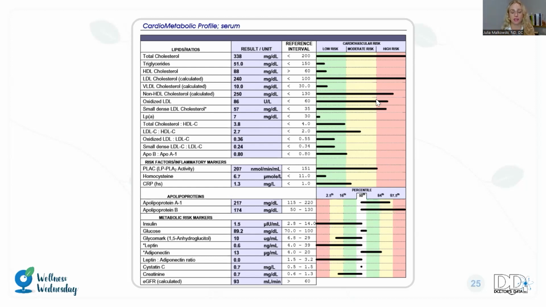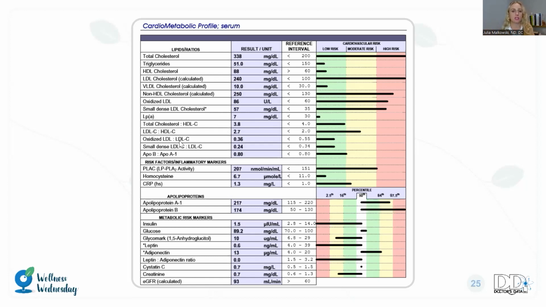So the oxidized LDL is too high and the small dense LDL is too high. Remember, these are independent risk factors. So this is very important information. Lipoprotein A looks good. This is a genetic marker. And then we're talking about the ratios. So the ratio of HDL to total cholesterol makes sense. It's within range because they have a lot of HDL. Their HDL is good at 88.